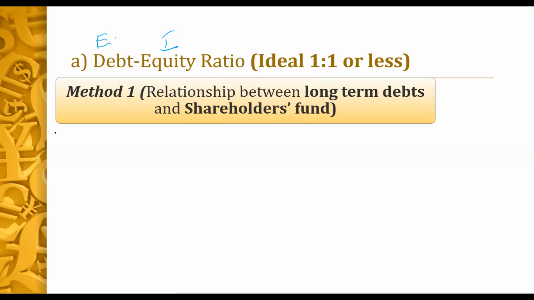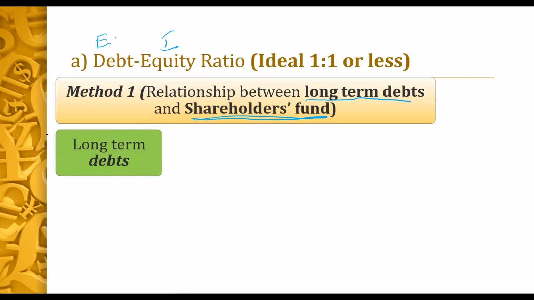We have two methods to compute debt equity ratio. First one is this method. We have the relationship between long-term debts and shareholders fund. Can you predict the formula to calculate this one? In that sentence itself, it is there. First one will come in the numerator. Second one will be in the denominator. Long-term debts by shareholders fund.